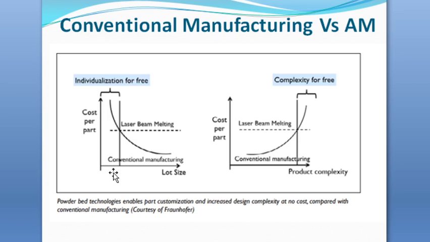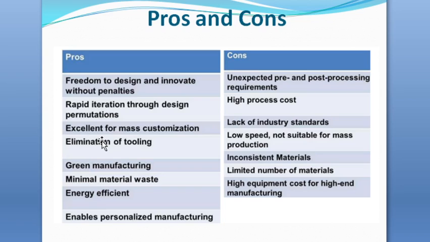Here the lot size is small and the unit price is high in conventional manufacturing. When the complexity of the part is high, the cost of the component is also high in conventional manufacturing. In both cases, the cost of the part, the unit price, is always the same from a single component to any number of components manufactured in additive manufacturing. This is the advantage of AM compared with conventional manufacturing.